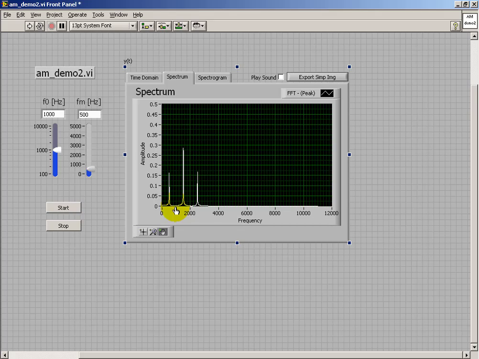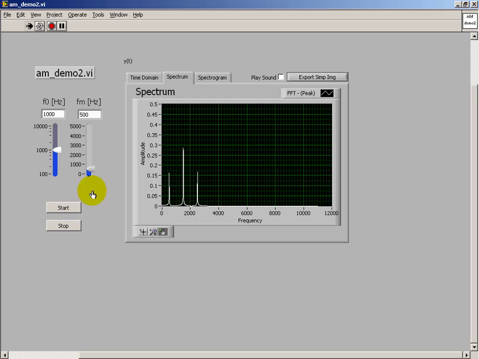Again, we perceive this as a single pitch, again because of the fact that the harmonics are lined up according to integer multiples of the fundamental.